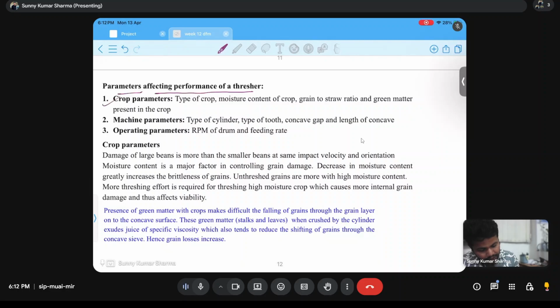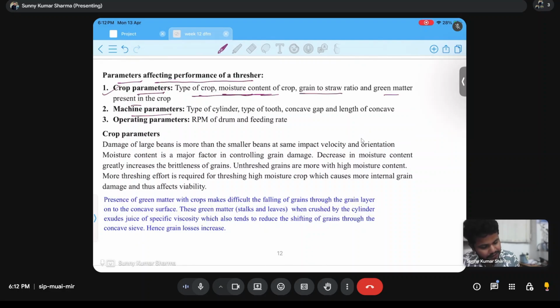First parameter is crop parameter. Crop parameters mainly involve moisture content, type of crop, grain to straw ratio, and green matter present. So these are the crop parameters which define the performance of the thresher. Second thing is machine parameter. Machine parameters involve type of cylinder, type of tooth, concave gap, length of concave. These all factors will influence the threshing efficiency.